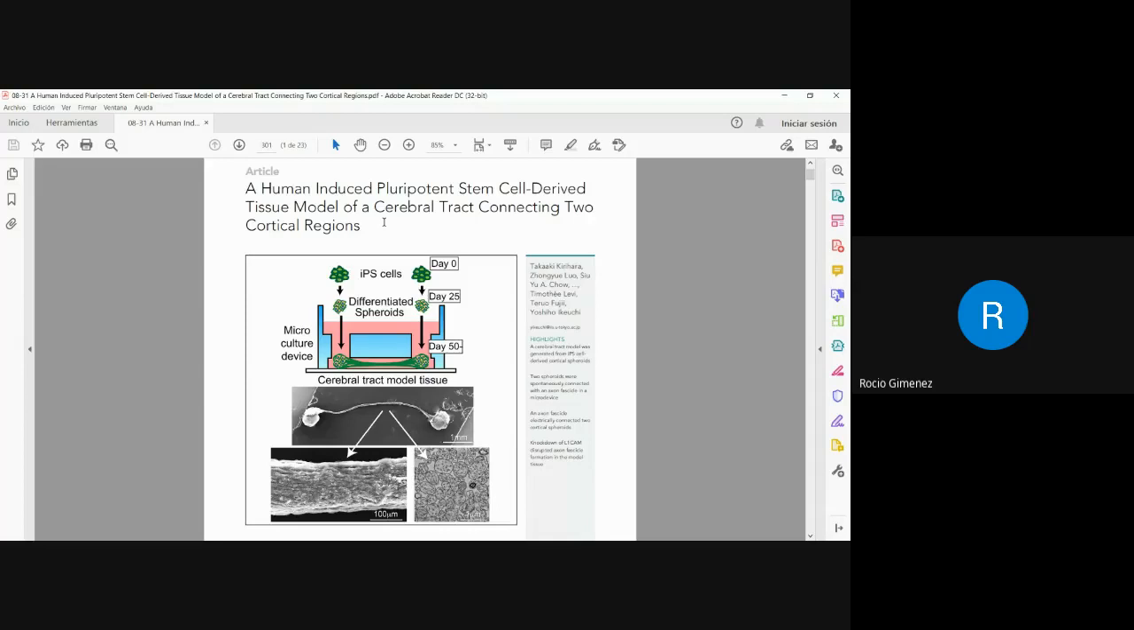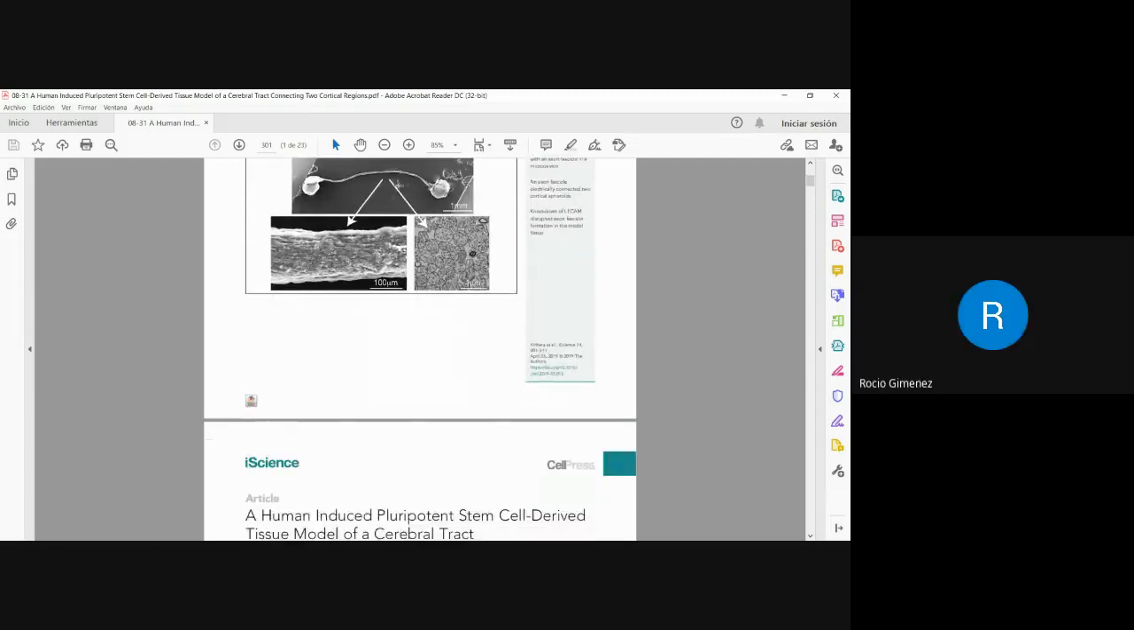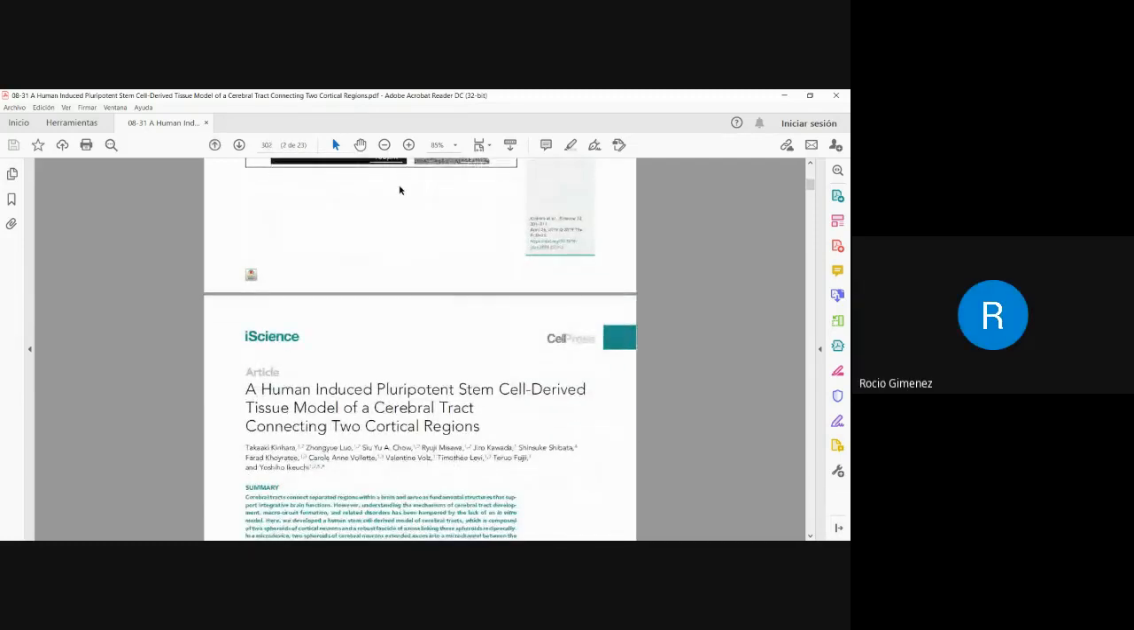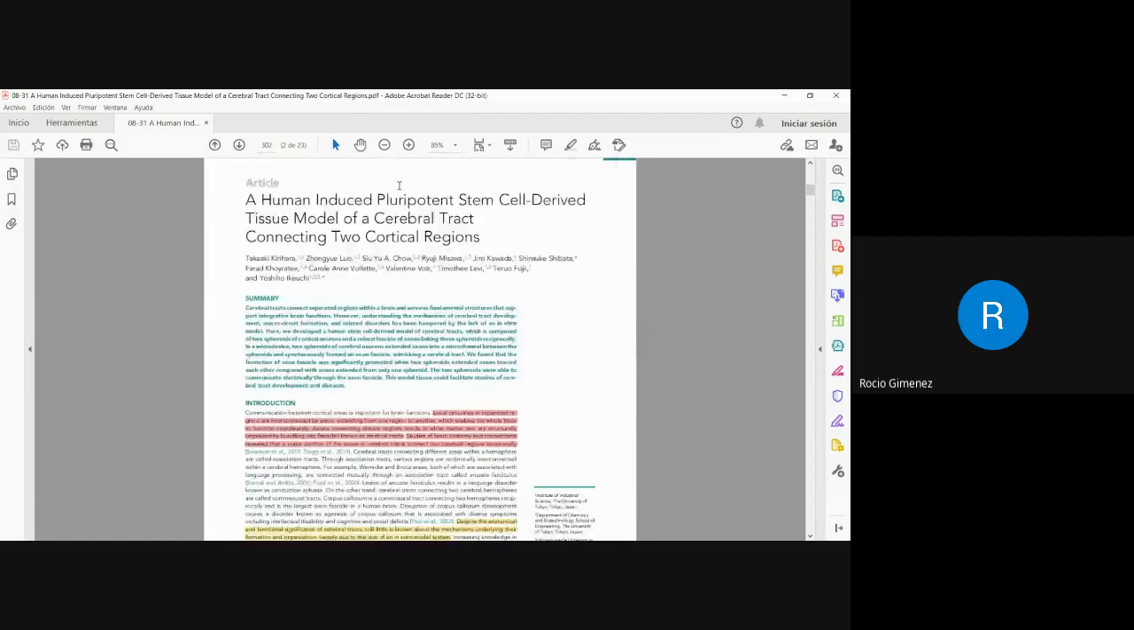The brain regions are interconnected by axons extending from one region to another, which enables the whole brain to function coordinately. Axons connecting distant regions reside in white matter and are structurally organized by bundling into fascicles known as cerebral tracts. So in these articles, they report the generation of a model tissue mimicking a cerebral tract.